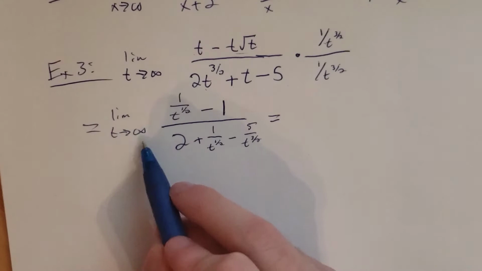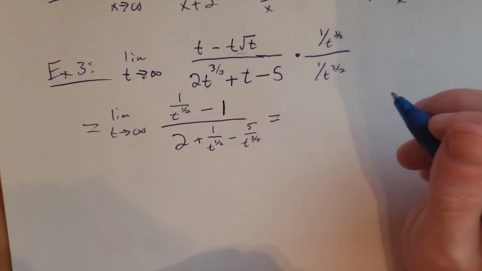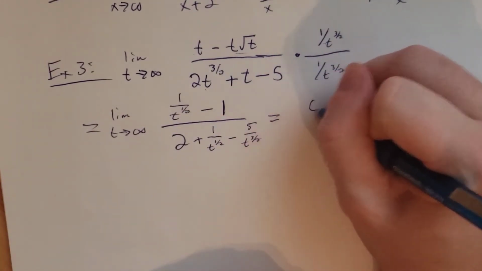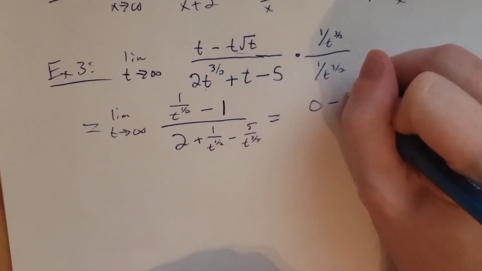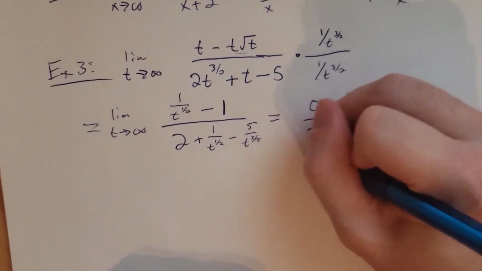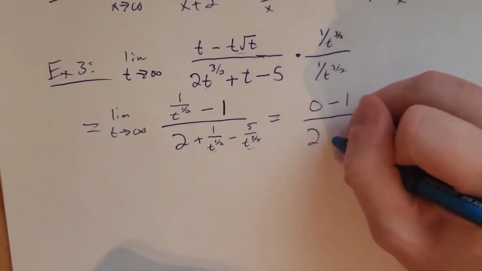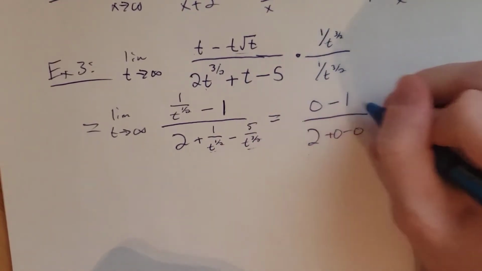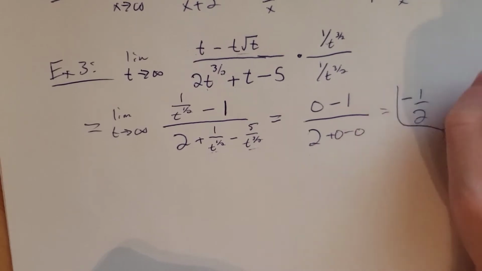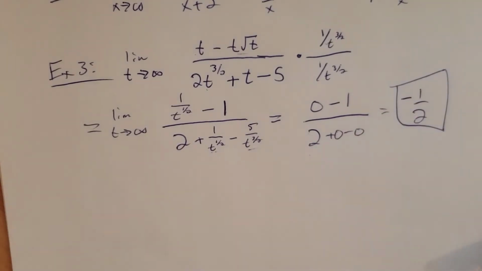All right, limit as t goes to infinity of 1 over t to the 1/2. Well, that's 0 minus 1 all over 2 plus this goes to 0 and this goes to 0. So plus 0 minus 0, this gives us negative 1 over 2, or in other words, negative 1/2.